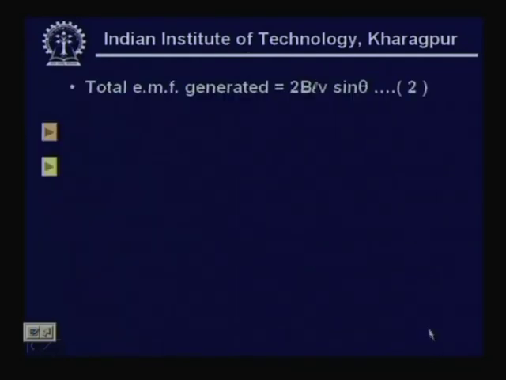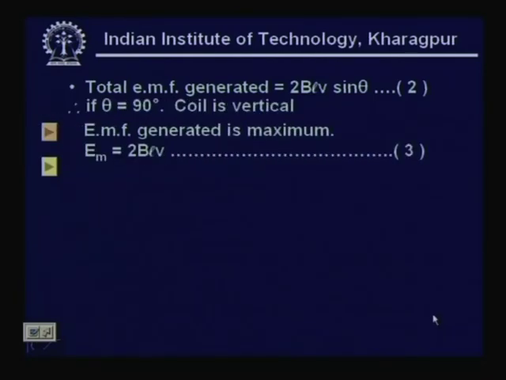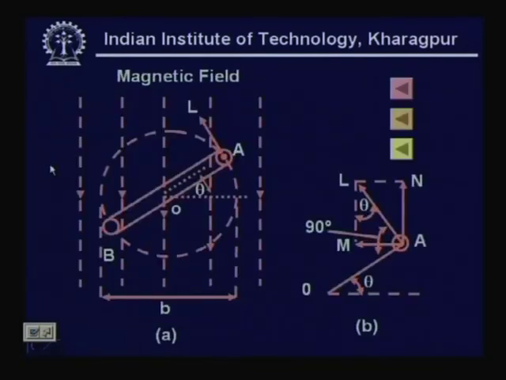So, the total EMF generated is 2BLV sin theta, and if theta is 90 degrees, the coil is vertical and the EMF generated is a maximum, and therefore E maximum, Em, is 2BLV. Hence, one arrives at the equation E is equal to Em sin theta. Let us take a look at the velocity component once again.